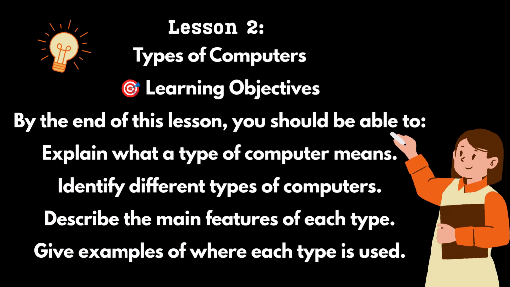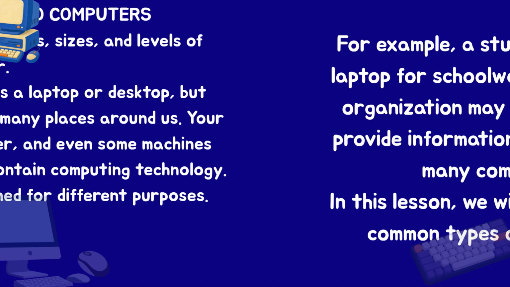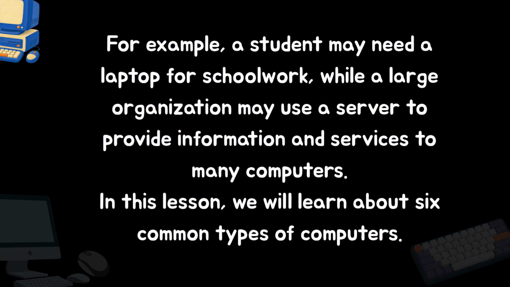Lesson 2: Types of computers. Learning objective: at the end of this class, you'll be able to understand more about computers. A computer comes in different shapes, sizes, and levels of power. You may think of a computer as a laptop or a desktop, but computers are actually found in many places around us: your smartphone, your ATM, your school server, and even some machines used in hospitals. For example, a student may need a laptop for schoolwork, while a large organization may use a server to provide information and services to many computers.